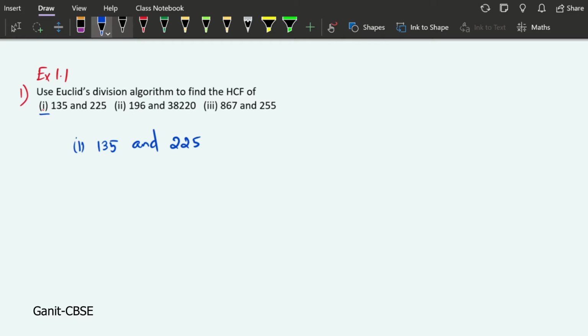Before that, we should know about Euclid's division lemma, which is c = dq + r, and the condition for r, which is the remainder, is that it should be greater than or equal to 0 and less than d. So this is the condition and this is Euclid's division lemma. And we know that c should be greater than d.